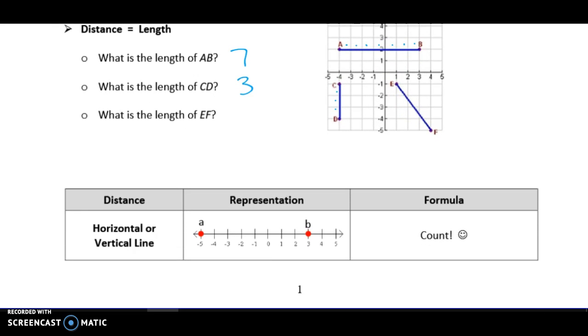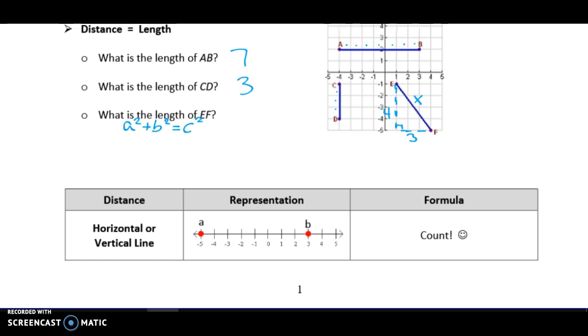So if we look at the bottom here, that's all good. Well, how are we going to do EF? Something from the past would be to create a nice right triangle here. So now I know that the vertical distance is 4. The horizontal distance is 3, and it's a right triangle. I'm looking for that hypotenuse. Remember the Pythagorean theorem.